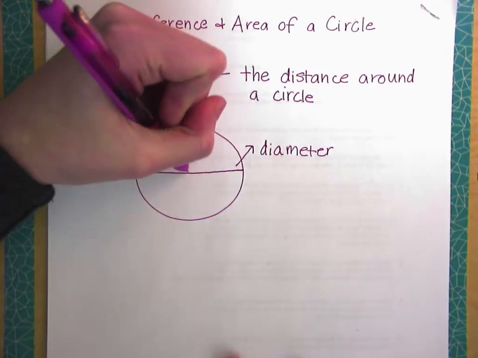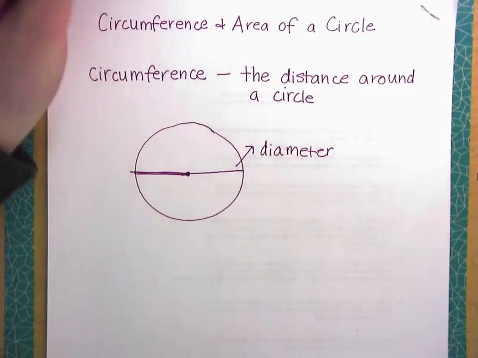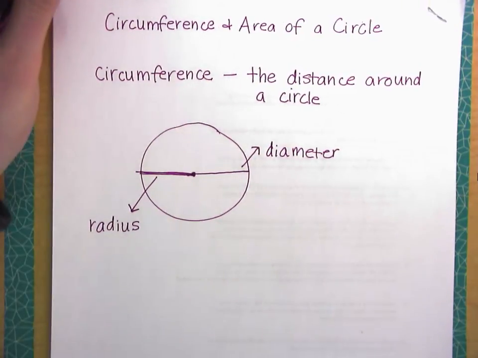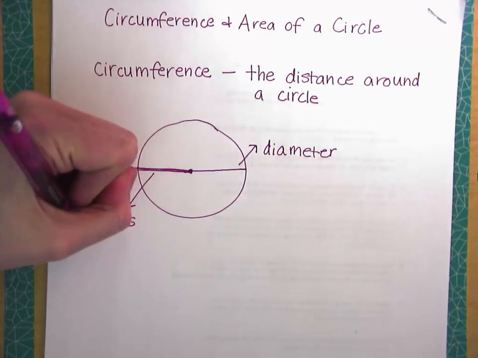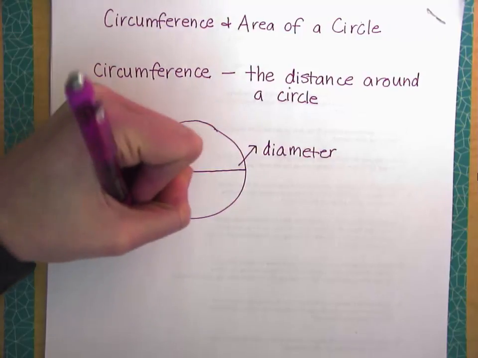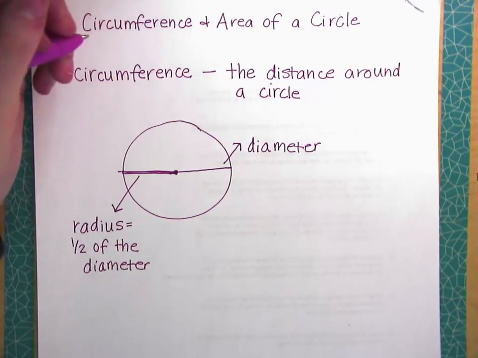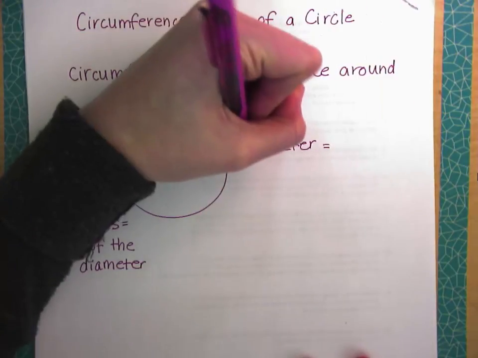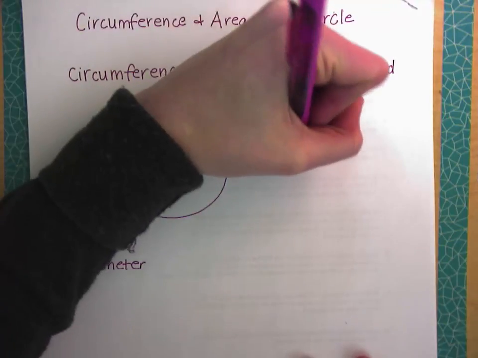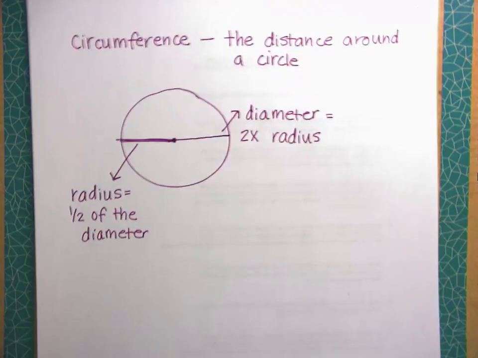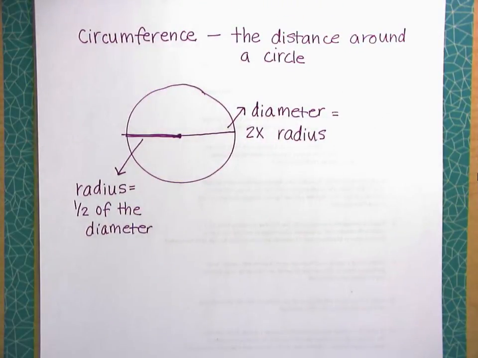Okay? What about just half of the diameter? Does anyone know what that's called? The radius. Good. So the radius is half of the diameter. Okay? The radius is half of the diameter. So that would mean the diameter is 2 times the radius, right? Does that make sense how I wrote that right here? 2 times the radius. Or the radius times 2. Okay?